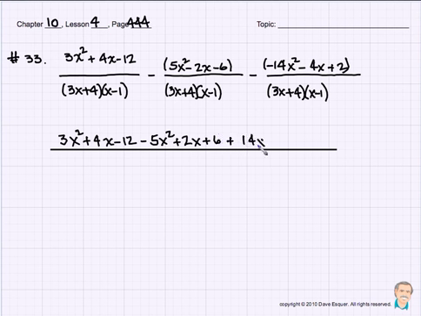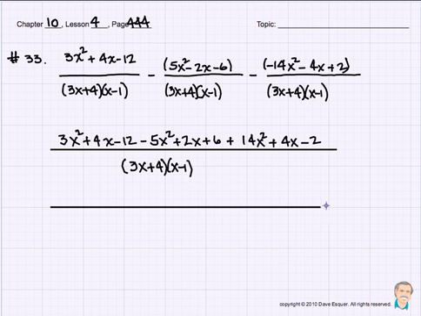We have a 14x squared, we have a 4x, and we have a minus 2, over the quantity of 3x plus 4 times the quantity of x minus 1. So let's see if we can combine terms in the numerator. Our denominator is going to be the same, obviously, 3x plus 4, x minus 1. And we're going to start off with 3x squared minus 5x squared plus 14x squared. That gives us a 12x squared.